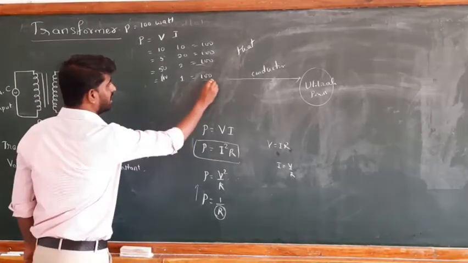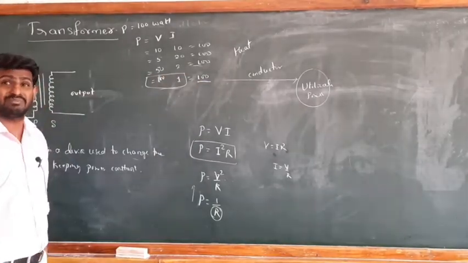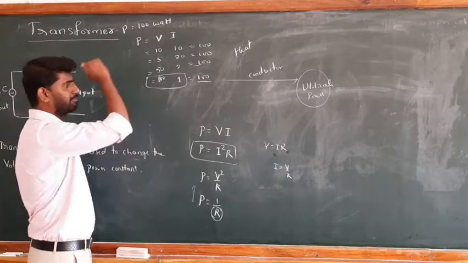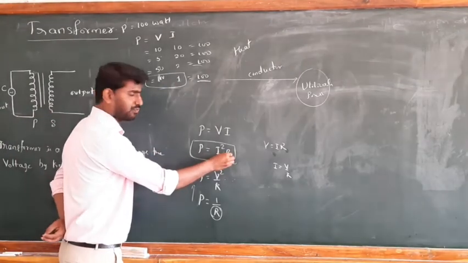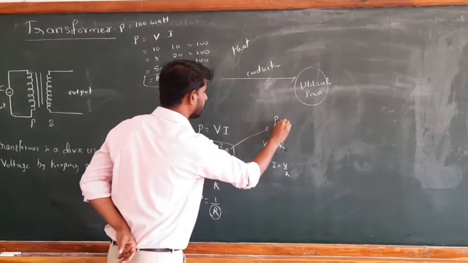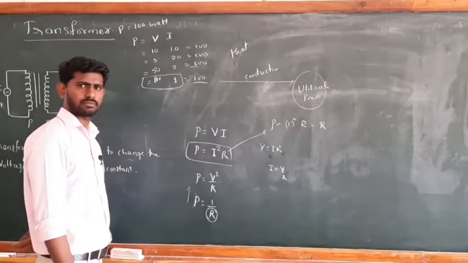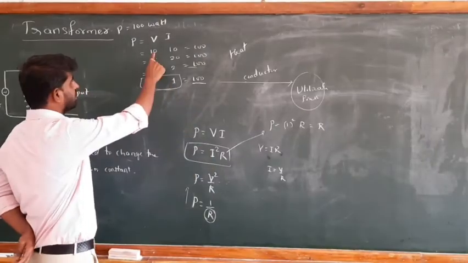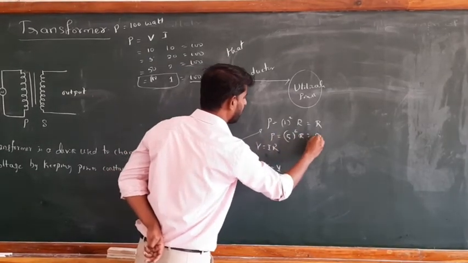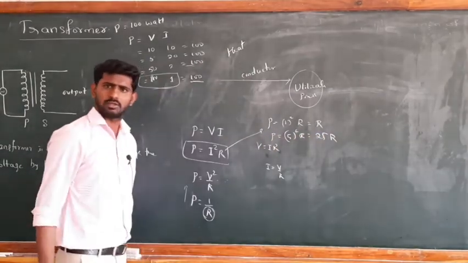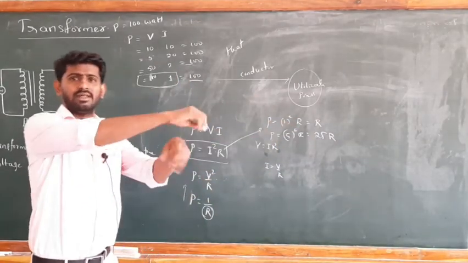So sending the same 100 watt power in this form seems better to me. Why is it better? Because there is only 1 ampere. It means I square into R, 1 square into R. So the power loss here will be 1 square into R, only the R resistance. If I take current 5, 5 square into R, there will be 25 times the R. So the resistance being more, the power loss will be more, the Joule heating effect will be more.